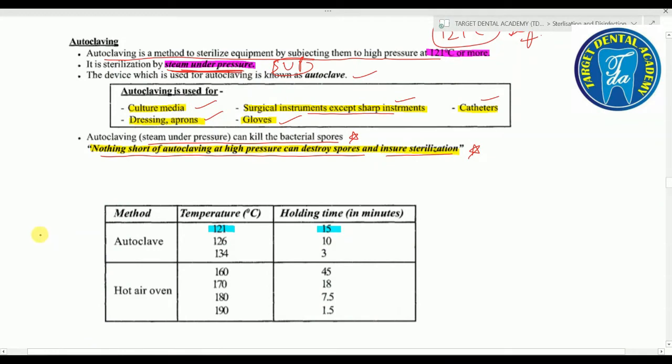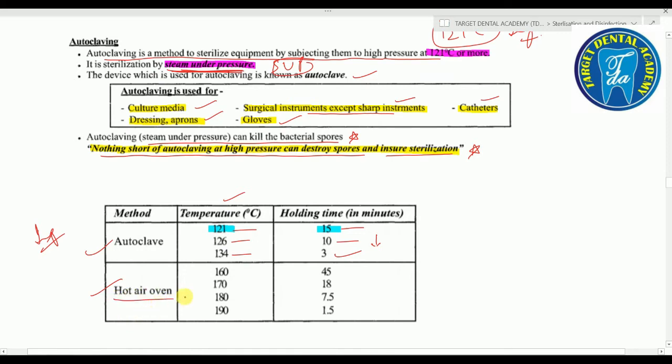This table is very important. This is the distinguishing feature between the temperature and the time of a hot air oven and autoclave. So the autoclave works on 3 temperatures. Number 1, which is very common, 121 degrees Celsius with the holding time of 15 minutes, 126 degrees Celsius with a holding time of 10 minutes, 134 degrees Celsius with a holding time of 3 minutes. As much as you increase the temperature, the time decreases.